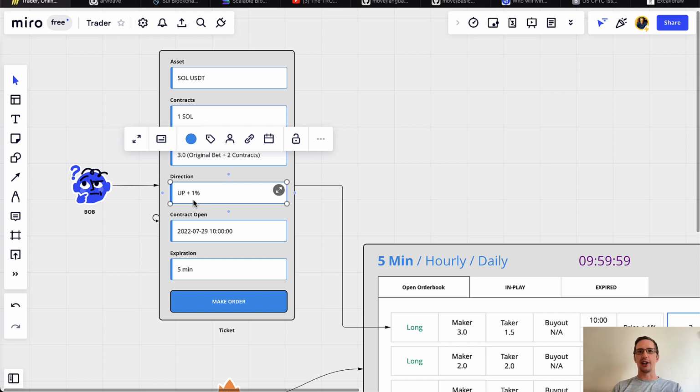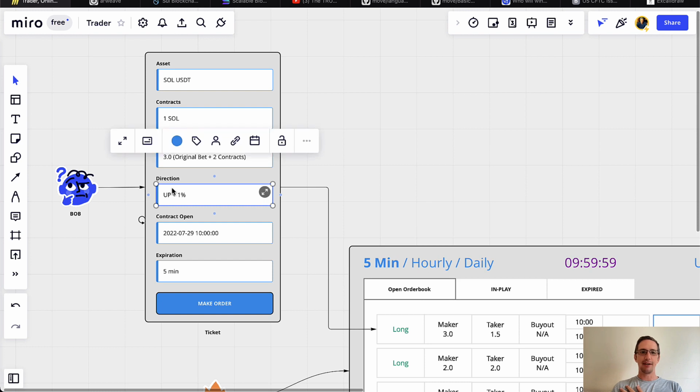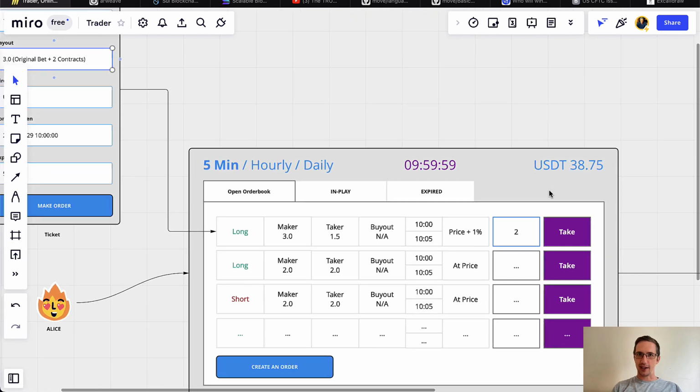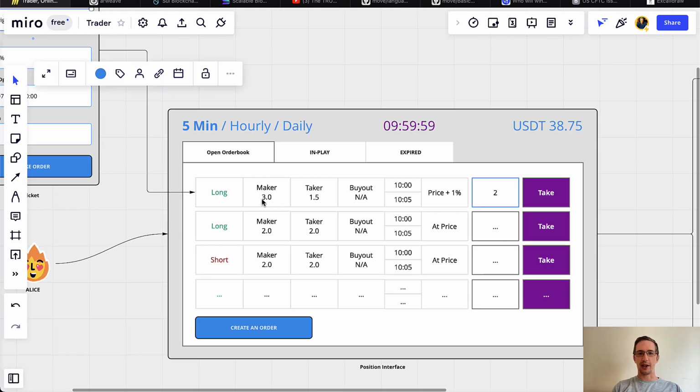The probability is strongly against him that the price will move within 1% in 5 minutes, right? If he had just bet the price at, he would have just had a payout of 2.0, meaning he'd get his original 1 sol plus 1 other sol if someone took that trade. So that's how decimal odds work. If you work out 1 divided by 3 plus 1 divided by 1.5, those two would add up to 1, right? And so that's how decimal odds are working here. So someone else is saying 2.0 for a 50-50 probability, basically.